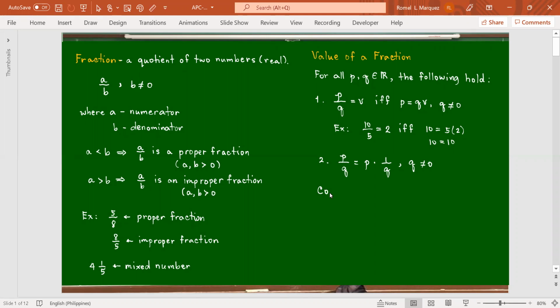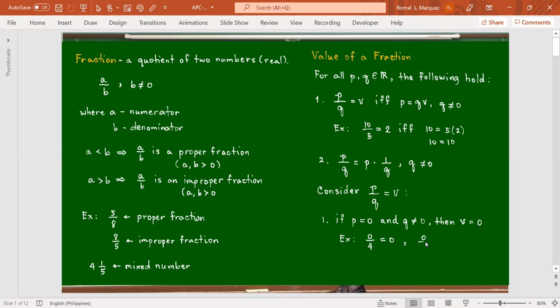Let us consider P over Q, which is equal, for instance, to V. Number one, we say that if P is equal to 0 and Q is not equal to 0, meaning the denominator is not equal to 0, then what do you expect for the quotient? The quotient is equal to 0. Okay, guys? For instance, if I have 0 over 4, that is equal to 0.